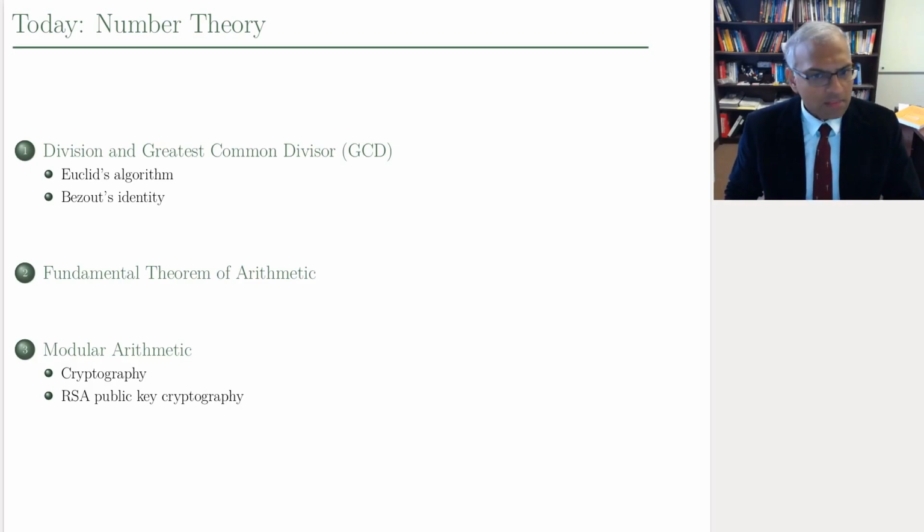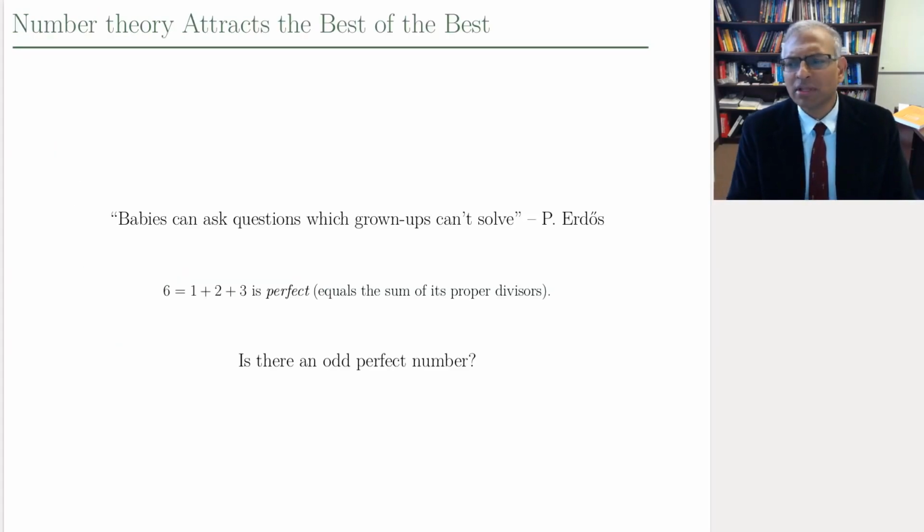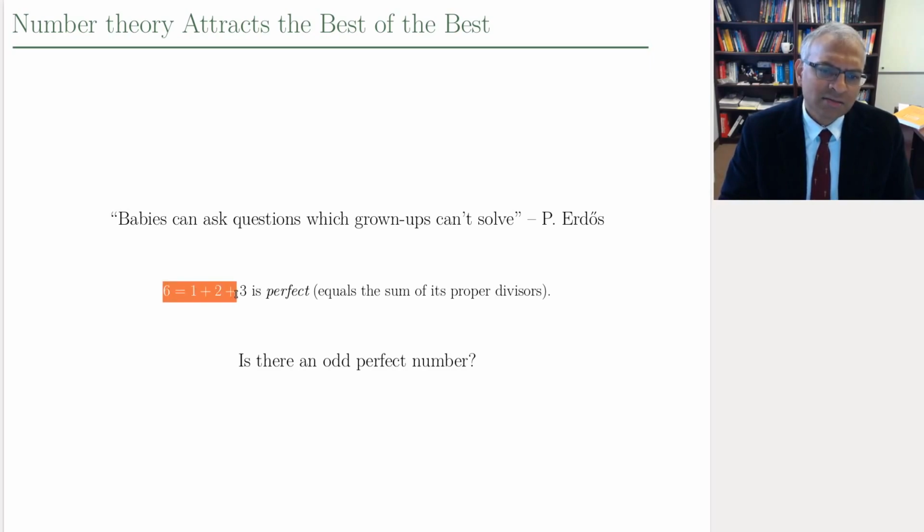Now number theory has attracted the best, the purest of the pure mathematicians, and why? That's because we can formulate very simple problems that are very hard to answer. So, for example, look at this, 6. 6 has divisors 1, 2, and 3, divisors less than 6, and 1 plus 2 plus 3 is equal to 6. So we say 6 is perfect because it equals the sum of its proper divisors.